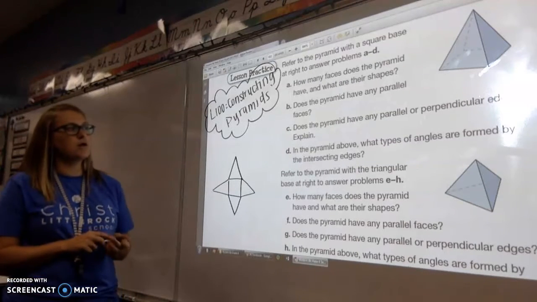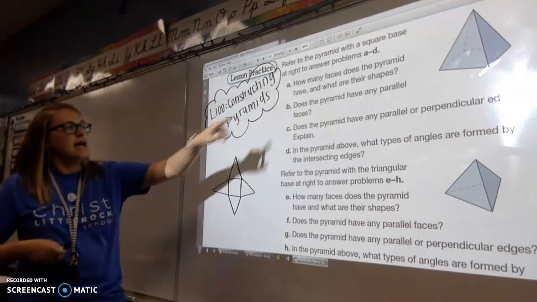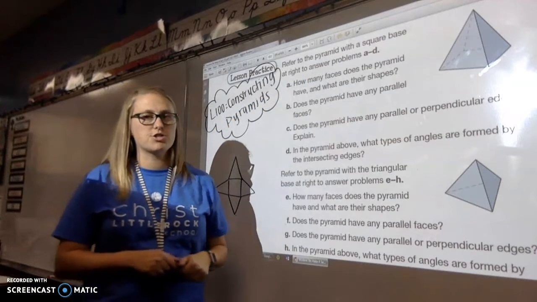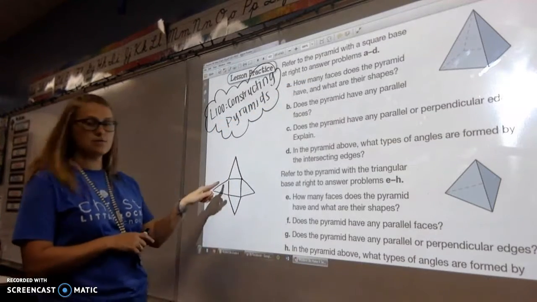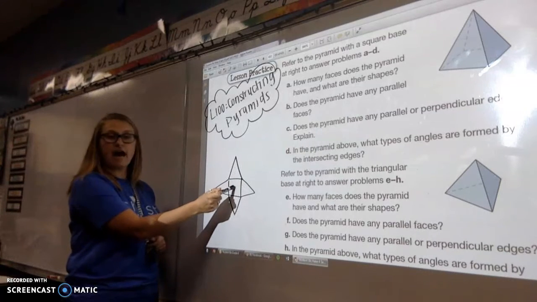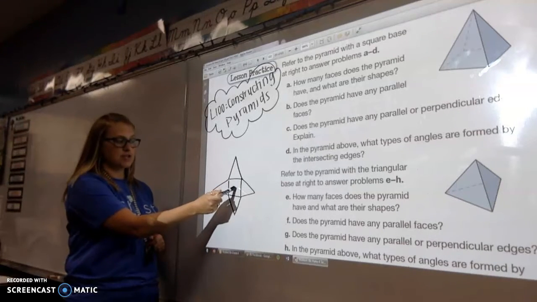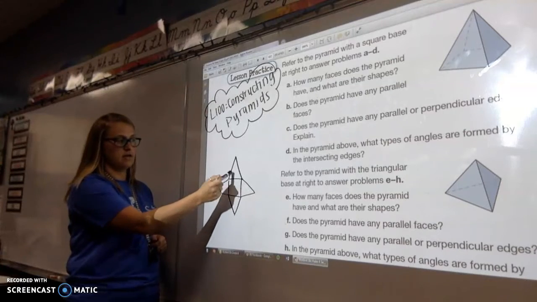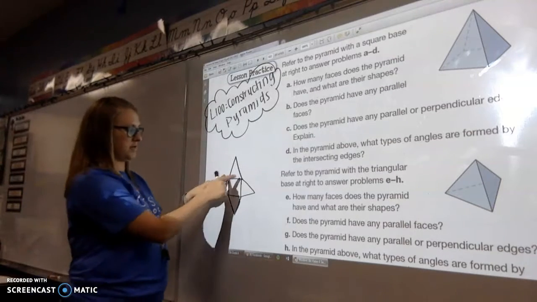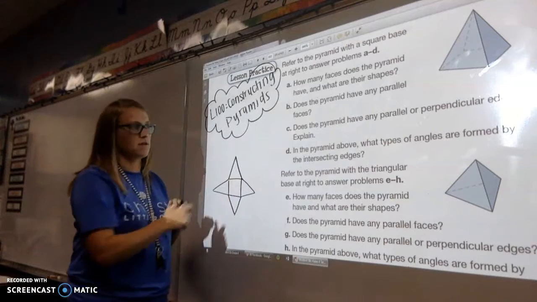So if we were going to be answering these questions, how many faces does the pyramid have and what are their shapes? So if I counted my faces, I would have 1, 2, 3, 4, 5 faces. And their shapes would be a square and triangles. Specifically, these are isosceles triangles because these two edges would be the same length.